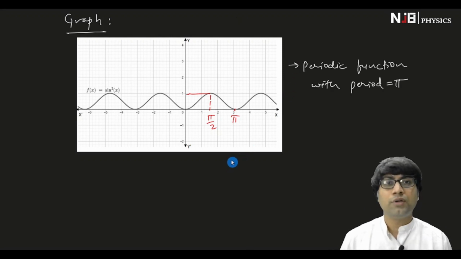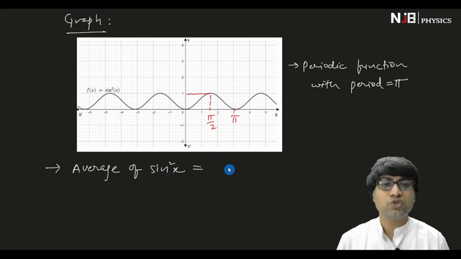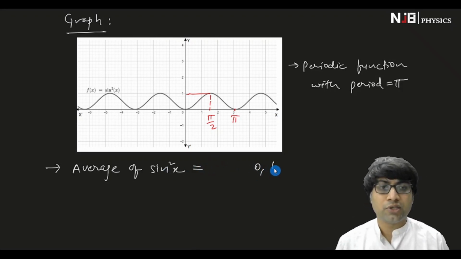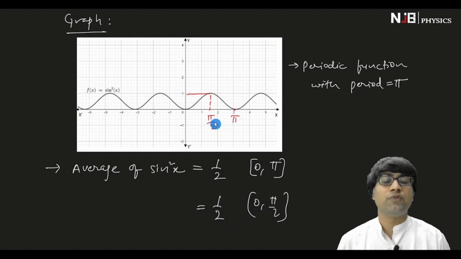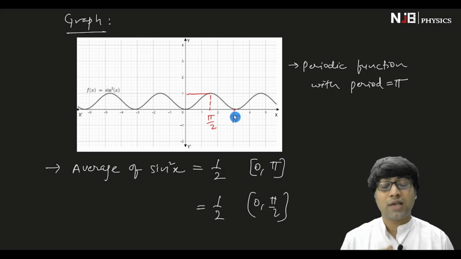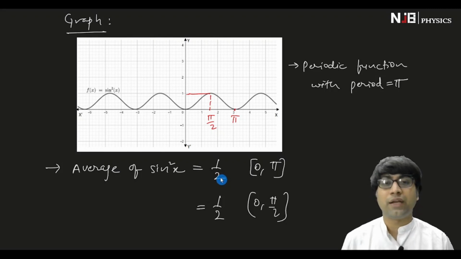Now we will talk about the average of this function. Well, the average of this sine square x in the interval, let's say, 0 to pi, is equal to 1 by 2, and in the interval of 0 to pi by 2, this average is also equal to 1 by 2. And if you take the interval from pi by 2 to pi, it is again going to be equal to 1 by 2. As I said, how we get these values, we studied in the chapter of integration.